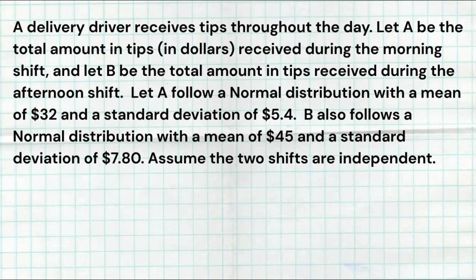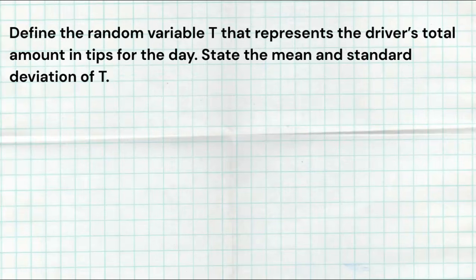All right, so lots of really good questions we could ask here. So let's start by saying, all right, let's define a new random variable T, the total amount of tips for the entire day. State the mean and the standard deviation. Well, because both A and B follow a normal distribution, when we add them together to get the total, we are, of course, going to also follow a normal distribution. So T is simply the combination of adding A plus B. So now we have to find the mean and the standard deviation for this new random variable.